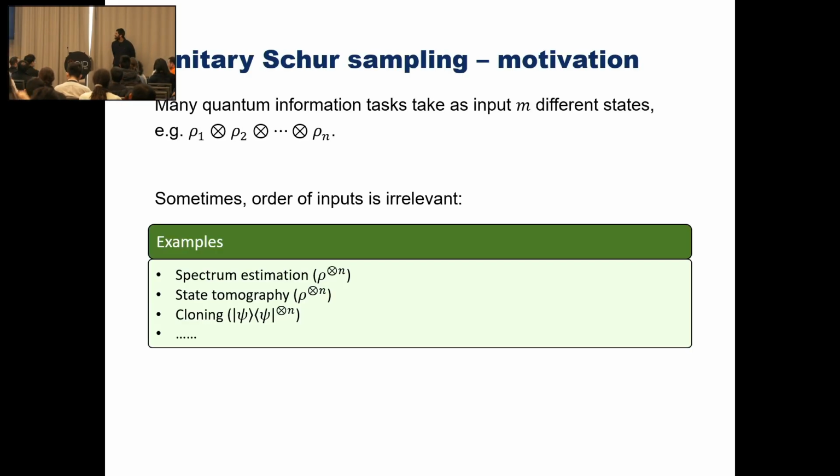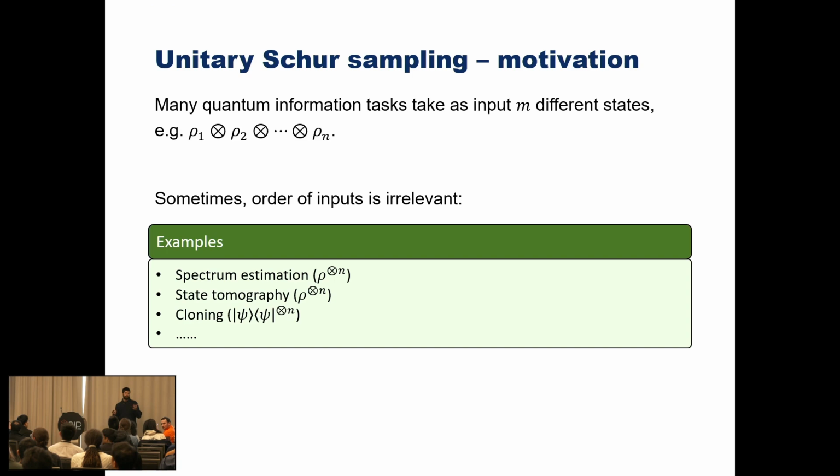OK, let's get right to it. What is unitary Schur sampling? Why should I care about it? I will tell you now. In quantum information theory, we often have the case that we have some input state on many different registers. This is very general. For example, rho 1 tensor rho 2, and so on until rho n.